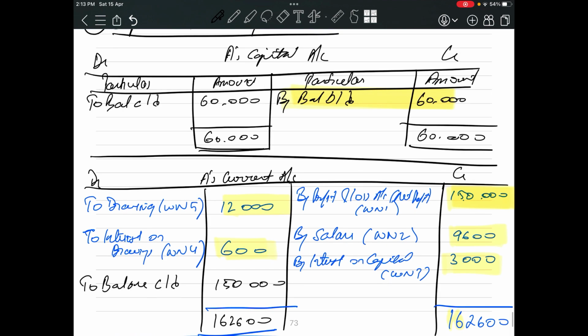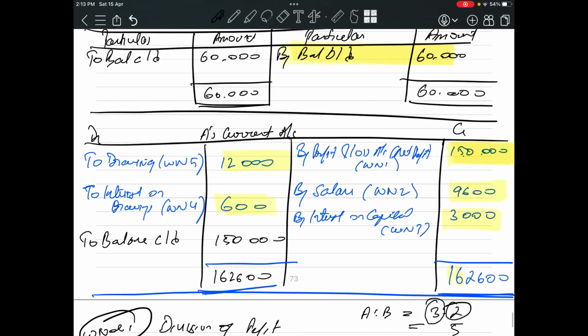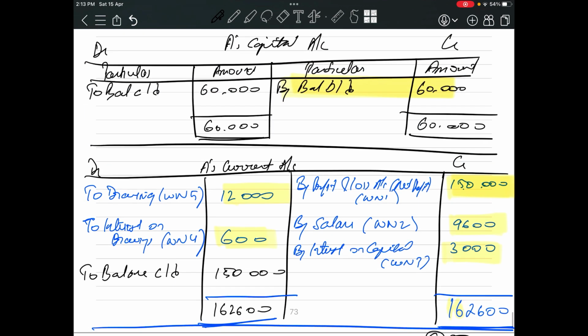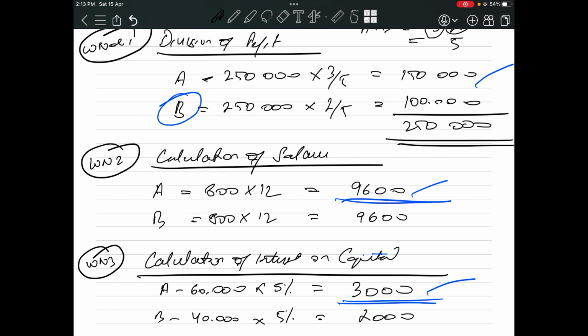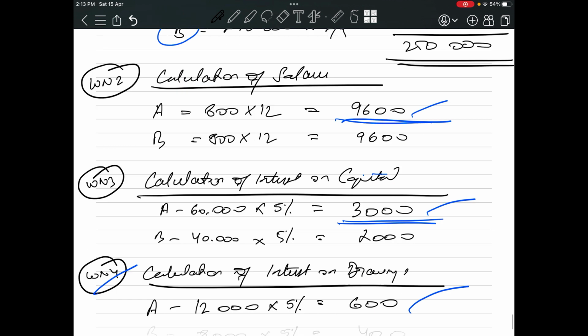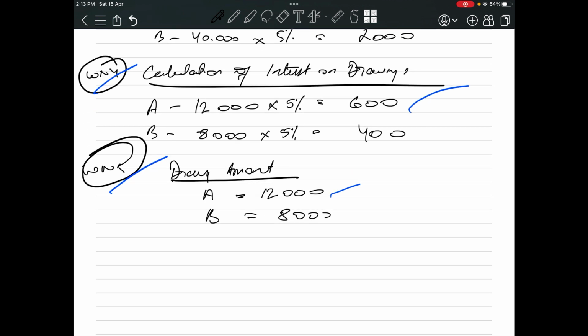So we have prepared A's capital account and current account. If you want, you can pause the video and note this down. This is the divisible profit amount in case of A, and this is the interest on drawings and drawings amount.